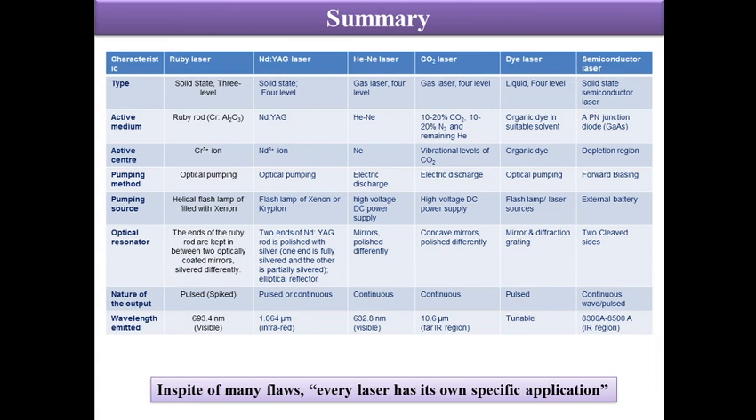Then we have 632.8 nanometer, again visible region, red light, in case of helium neon laser. Then we have CO2 laser, where the wavelength emitted is in the far IR region, having a wavelength of 10.6 micron. Then in case of dye lasers, these are very tunable, and in semiconductor lasers we can have 8300 angstrom to 8500 angstrom, which again falls in the IR region.